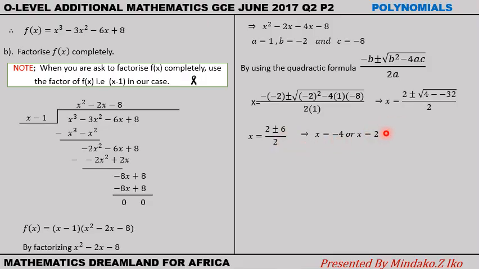And you notice now that if you were using factorization, you look for the two factors, which will be negative 4 and 2. Okay, so that is it. And then finally, my f of x will be equal to the product of my three factors: x minus 1, x plus 2, and x minus 4. Okay, so that is it.